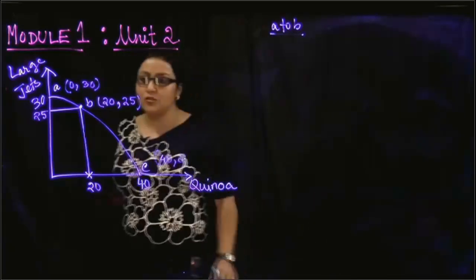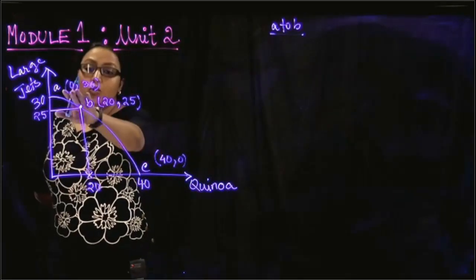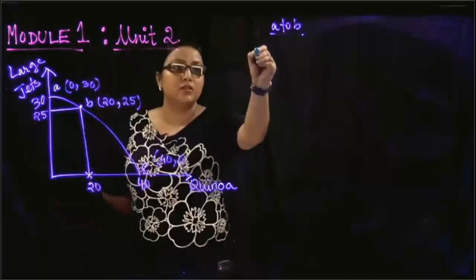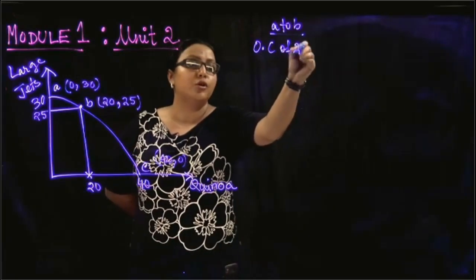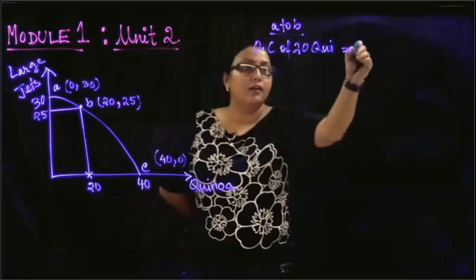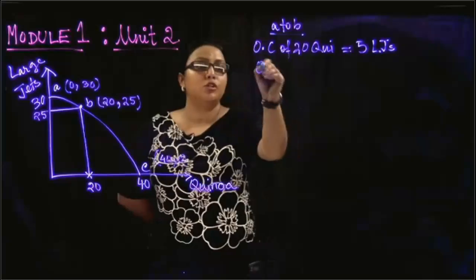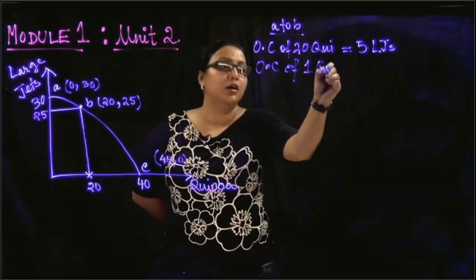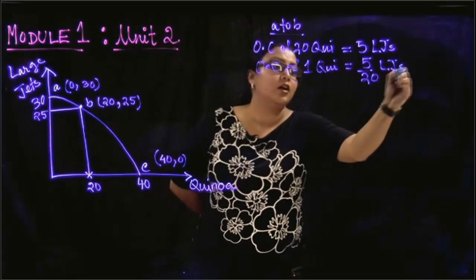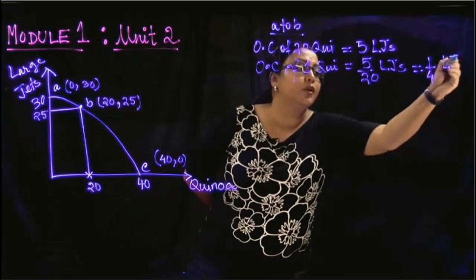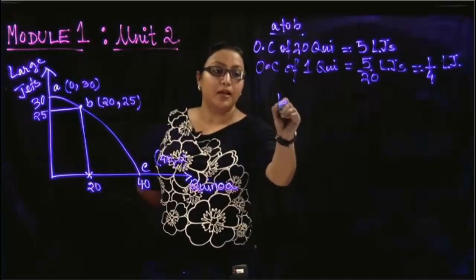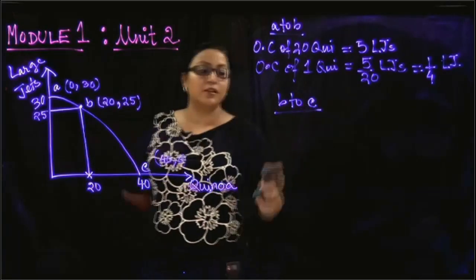Okay. Now let's go from point A to point B. Please note that as you go from point A to point B, you are gaining 20 quinoa, but you're having to give up 5 largettes. So we could say that the opportunity cost of 20 quinoa would be 5 largettes. So the opportunity cost of 1 quinoa would be 5 by 20 largettes, that is 1/4 of a largette, right?